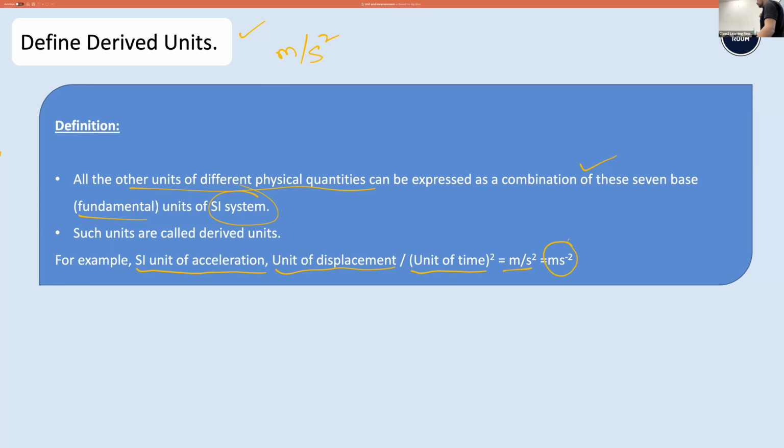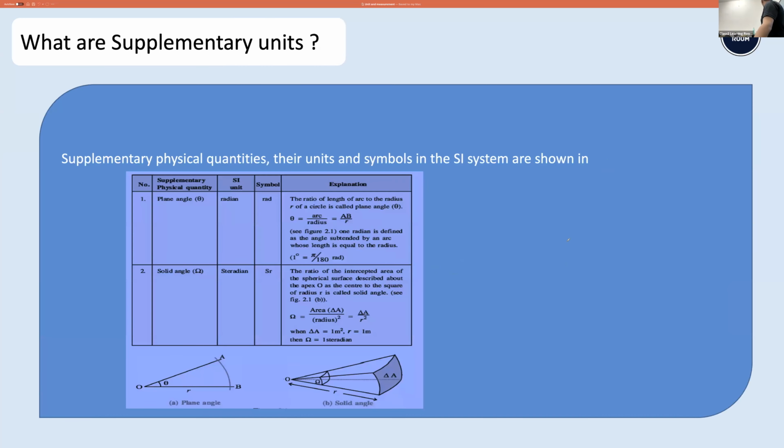So this is there in your mind, no? Do you want to copy this? So the next one is, apart from fundamental and the derived units, you have something else called the supplementary units also.